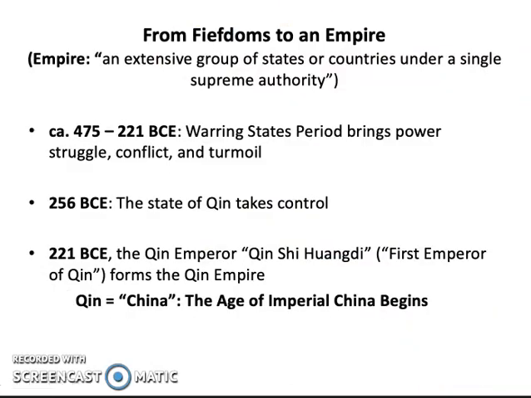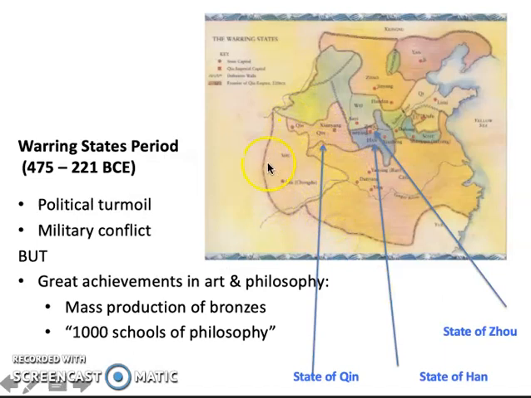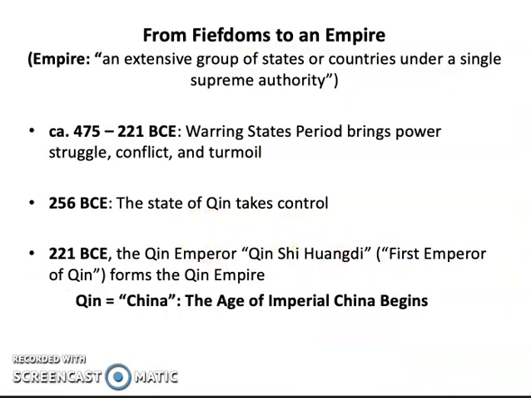How does this warring period end? It ends in 256 BCE when the state of Qin takes control. And this will mean an actual leveling of the walls. These are walls between these states. They built walls because they had military conflicts, and you build walls to try to keep the soldiers out. When the Qin Empire takes control, those walls will be demolished and we will be getting the beginning of an imperial state. The Qin Emperor Shi Huangdi will call himself the first August Emperor. And so here we have the beginning of imperial China.